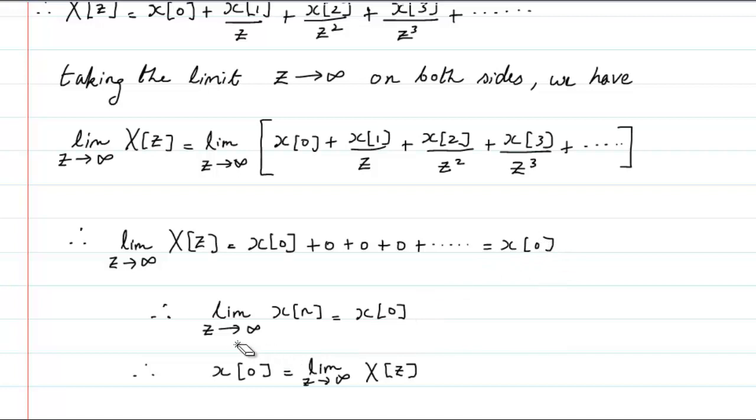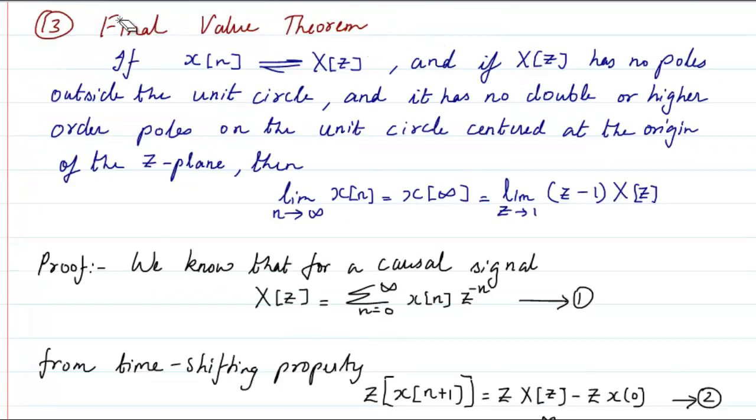So if you want to find x of 0, all you need to do is take the function X of z and apply the limit z tending towards infinity. Next is the final value theorem, which basically tries to find the final value of x of n, which is x of infinity.